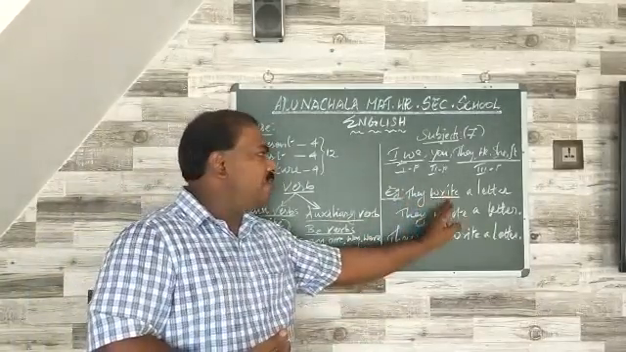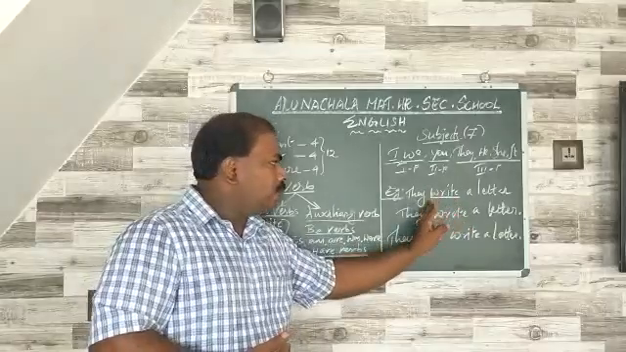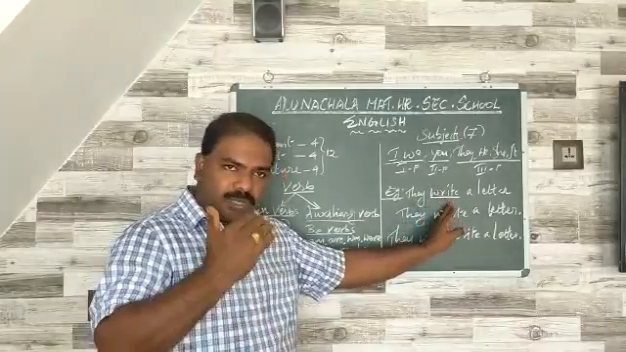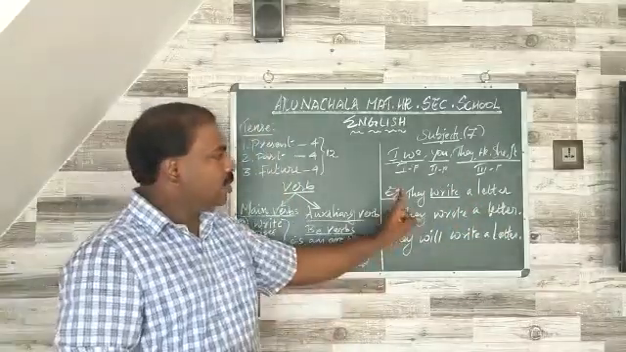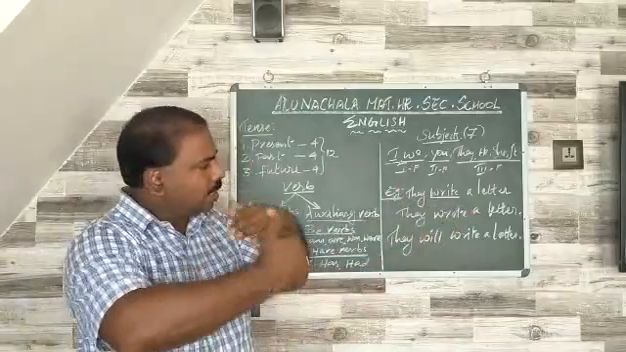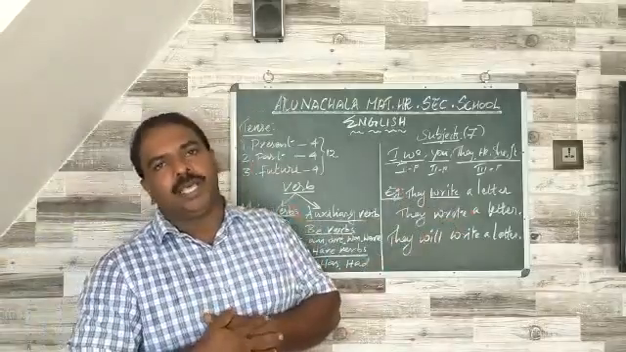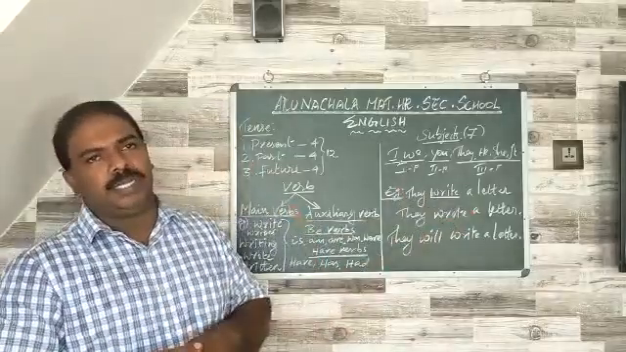So we use auxiliary verbs, then the verb plus object. We have to complete the sentence. Okay. So they are writing. Just convert it into: they are writing a letter. Okay, they are writing a letter.